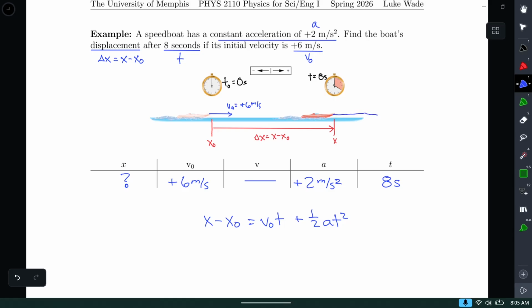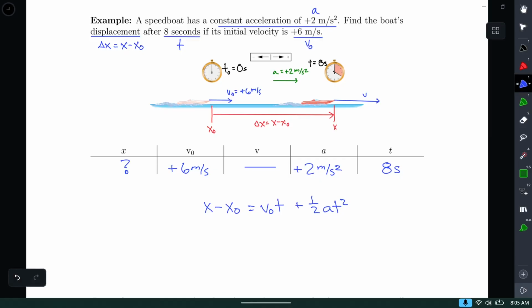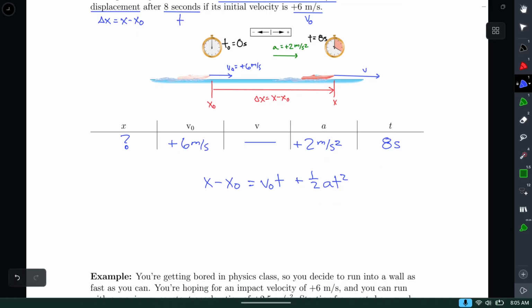We know it's got a positive acceleration, so it is going to speed up. It will have a larger final velocity, but we're not given that. We're just given what this acceleration is. 2 meters per second, but we could abbreviate meters per second squared. And we're asked to find the displacement. So we had already done the hard work. We had filled in what we're given and what we're asked for.